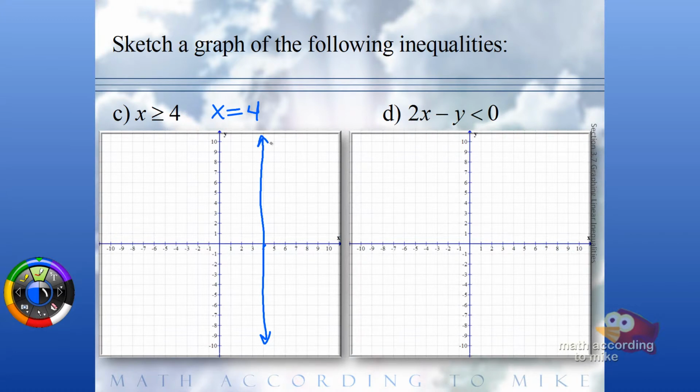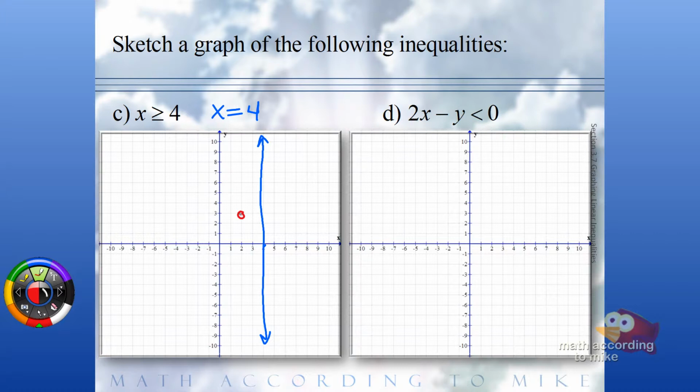Now, when you go ahead and pick your test point, don't freak out that there's no y in the inequality. It's going to be okay. Just pick any point you want. Let's make it exciting. Let's pick 2, 3. 2, 3 is to the left of the line.